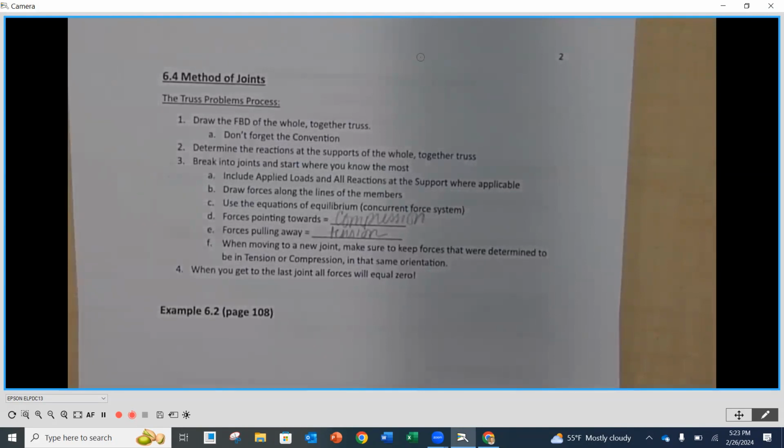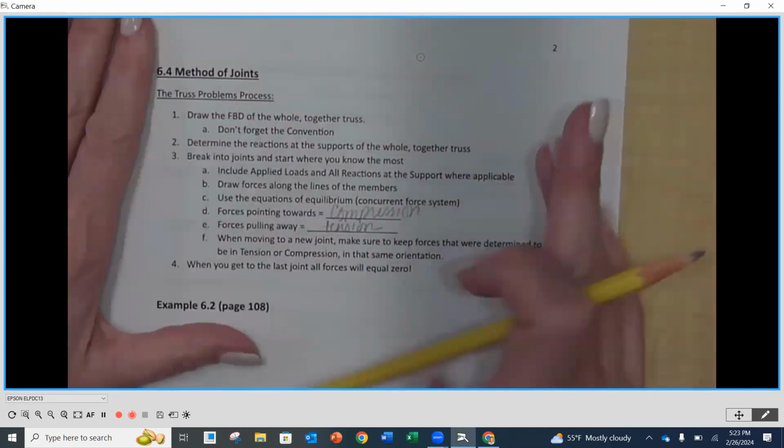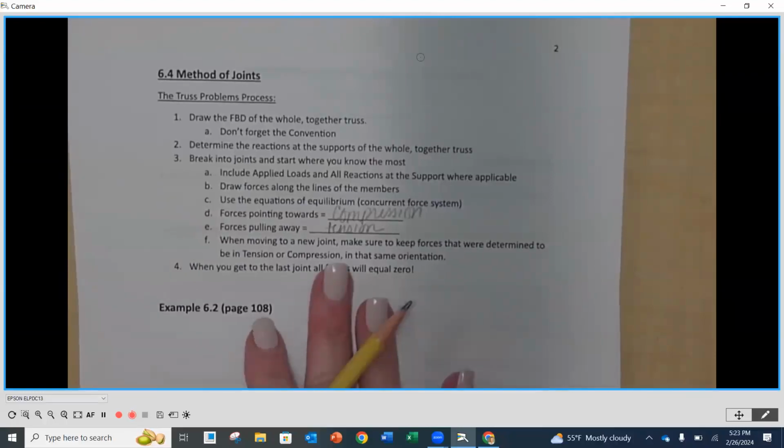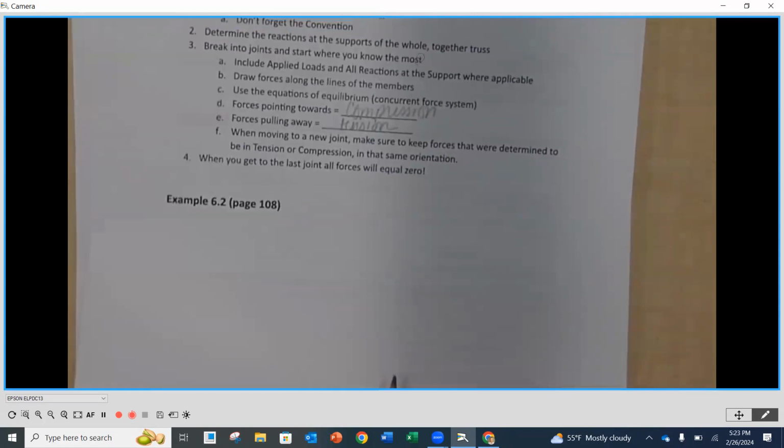And when we get into this, especially when we start looking at the positives and negatives and switching our directions, it's going to become crucial that you can follow along. Okay. So take your time on these. One missed positive or a negative in the wrong spot sets the whole problem off. So take your time. So we're going to be looking at example 6.2 on page 108.